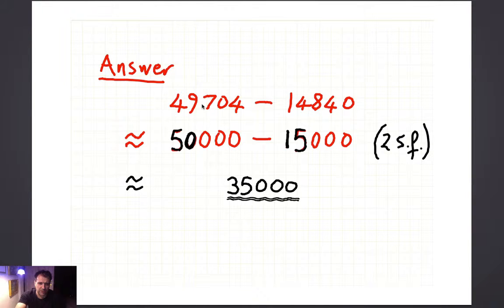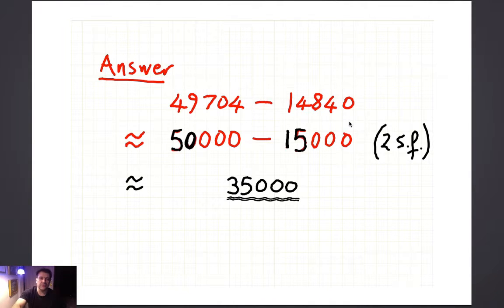So 49,704, that's about 50,000. Rounding it to two significant figures, I'm looking at the first two digits in the number, 49, and then looking at the next digit, which is a 7, so that's 5 or above, which makes the 49 round up to 50. So to two significant figures, the 49,704 is 50,000.